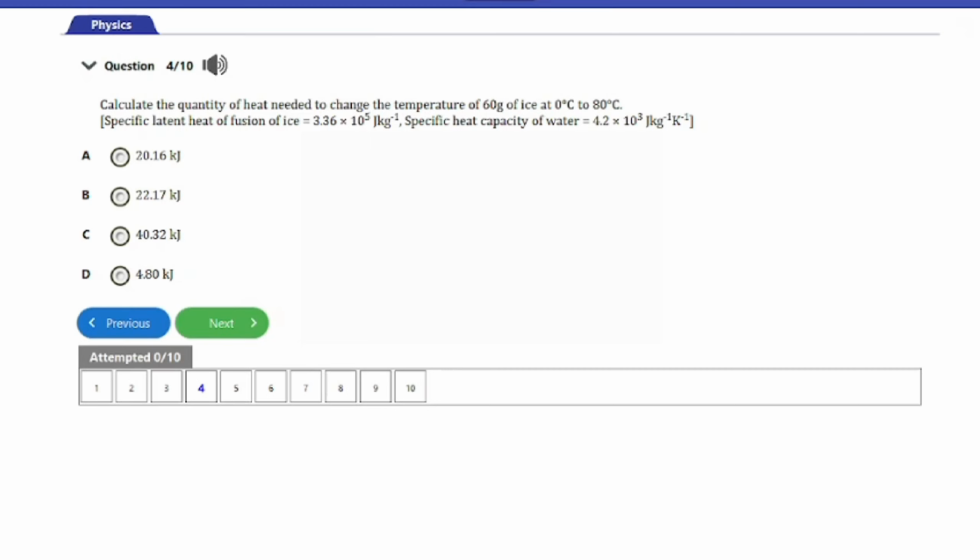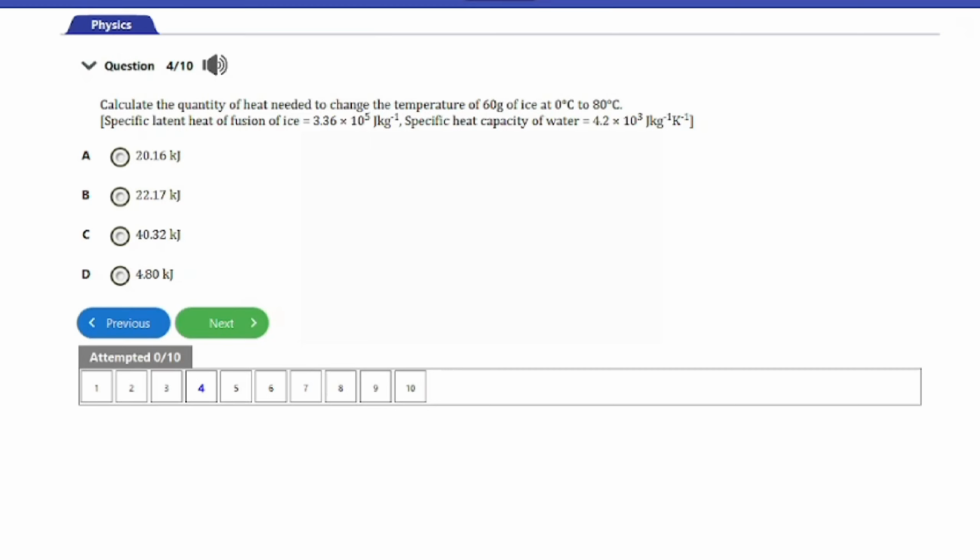We're simply going to have that the total heat here will be the heat needed to melt the ice at 0 degrees Celsius from solid to liquid at 0 degrees Celsius, plus the heat needed to heat the water from 0 degrees Celsius to 80 degrees Celsius.